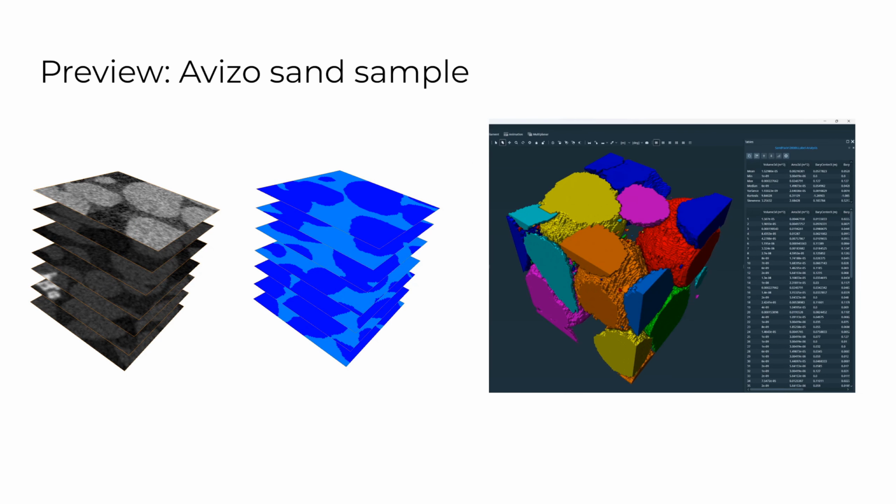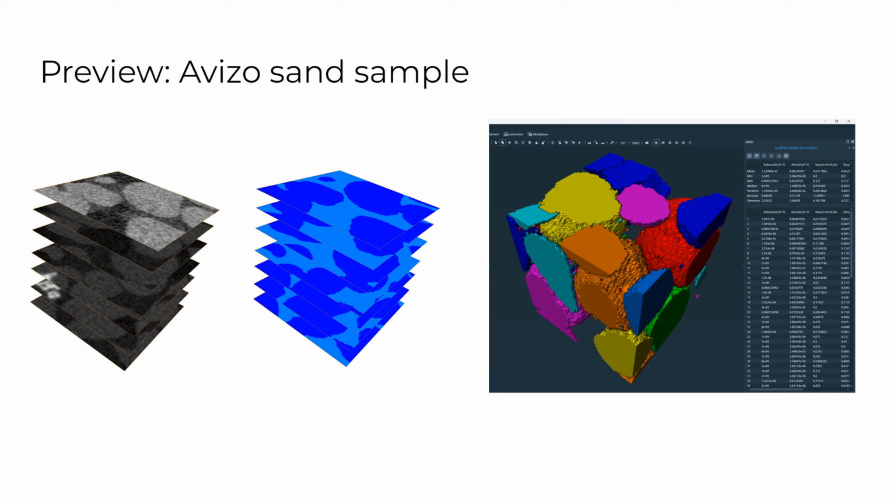So now I want to do a quick preview of the data sets that we will be looking at today. So you've already seen this, and I like using this. It's a simple, small data set that's built in to Avizo. It's the sand data set. And I like using a simple data set so that we can focus more on the process, okay?